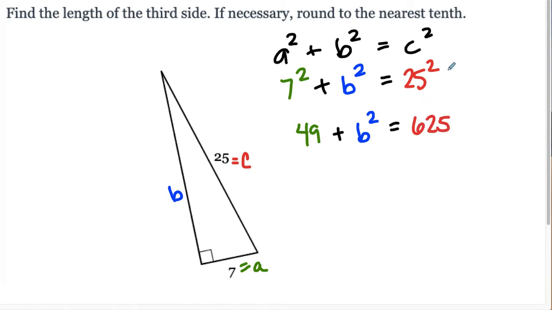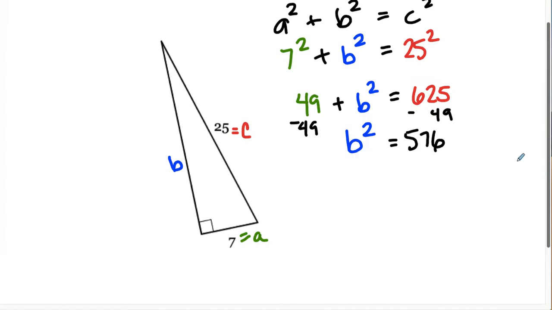Now, in order for you to find out what B is, you're going to need to bring down B squared first, and then subtract 49 from both sides. When you subtract 49 from both sides, what you get is 576. Now let me clarify, this is not B, this is B squared.